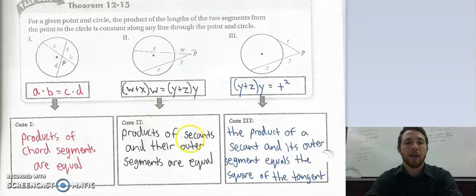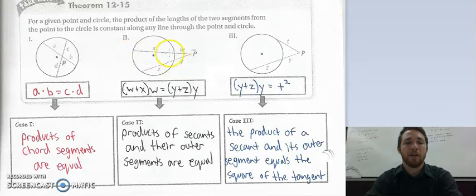And for our second case, the products of the secants and their outer segments are equal. The way we see that being used here in the formula, W plus X, that would be one entire secant. So W plus X is that whole segment here, and times the outside part, so times just the W, that should be equal to the same thing on the other secant. So Y plus Z is the whole secant, times the outside part, so that's times Y.